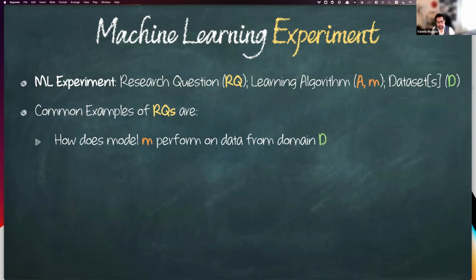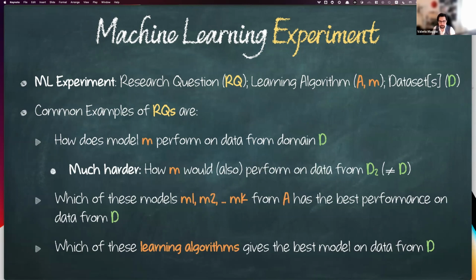Classical examples of research questions might be: how does model M perform on data from domain D, for example? Another question could be how model M would perform on data from a different domain. That's a completely different question to ask. Or, for example, which of these models, so we have different instances of the same algorithm, has the best performance on data from D? Or another kind of question might be, which of these learning algorithms gives the best model on data from D? All these questions are pretty standard questions we end up asking ourselves when we set up our machine learning experiments.